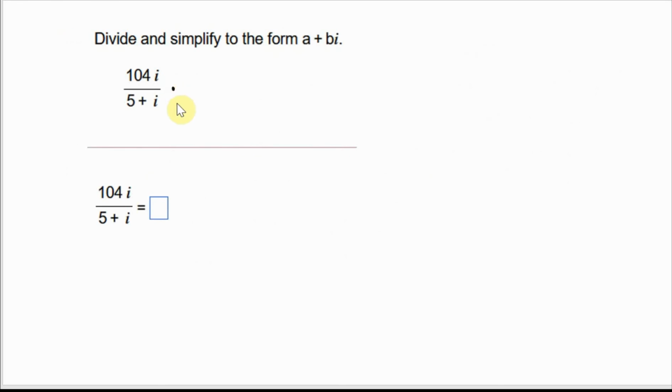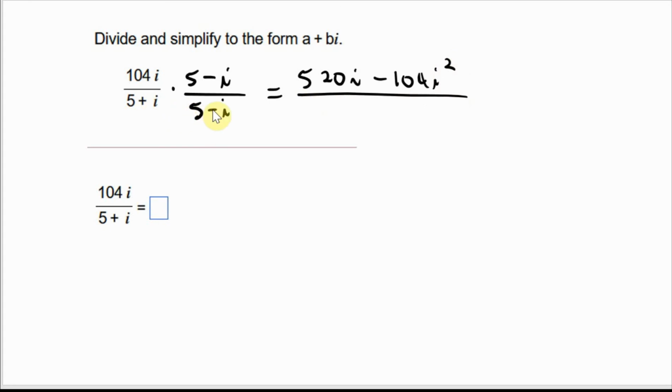More of the same. We multiply the top and the bottom by the conjugate of the denominator. So that'd be 5 minus i up top, 5 minus i downstairs. So we multiply through, so we have 104i times 5. That's 520i. And then is minus i times 104i. So that's just minus 104i squared. Now, go ahead and work that bottom out because we know what's happening. That's just the first squared, 25. Then it's plus the last squared, which is just going to be 1.